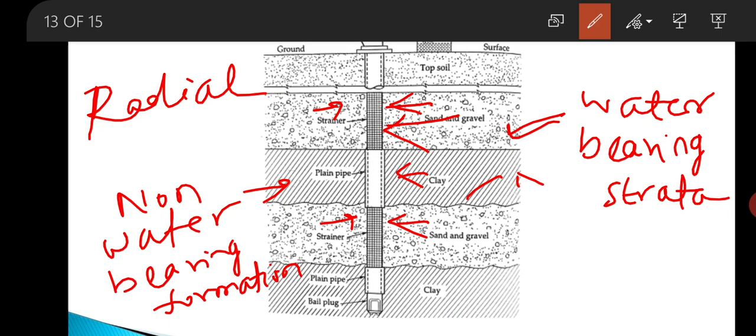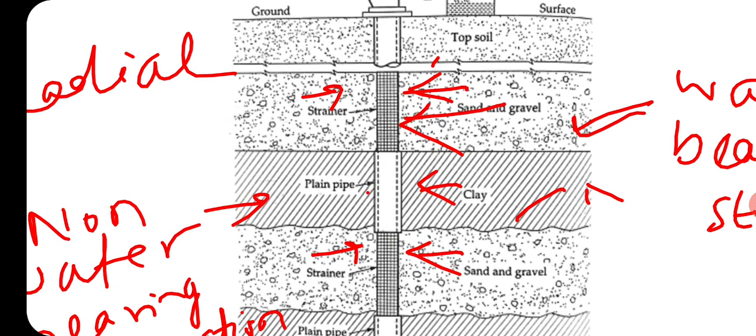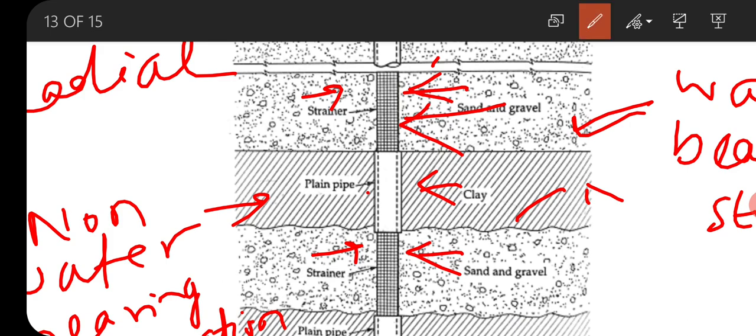So, here you can see this strainer consists of a perforated or a slotted pipe. This strainer is a perforated or slotted pipe with a wire mesh wrapped round the pipe. The wire mesh prevents sand particles from entering into the well.